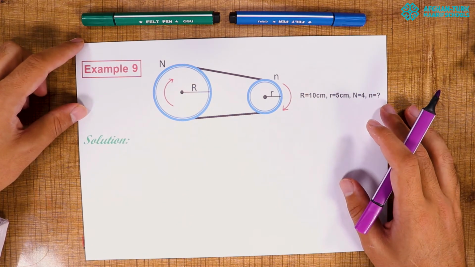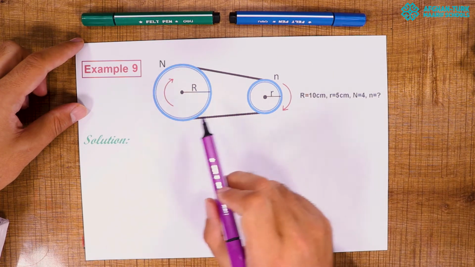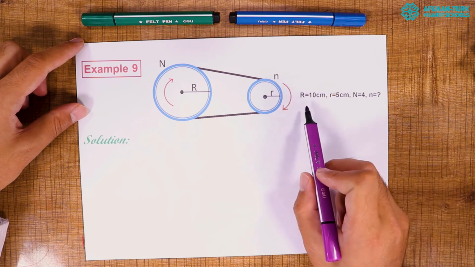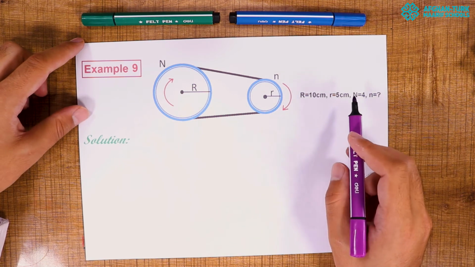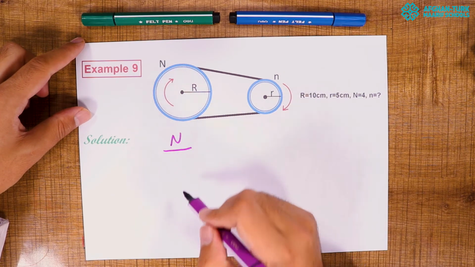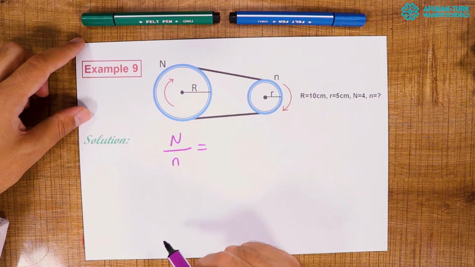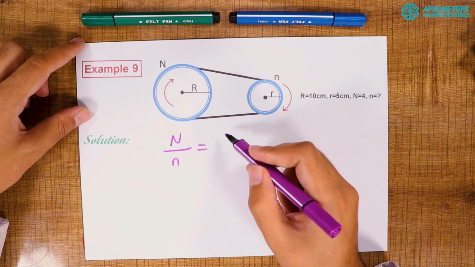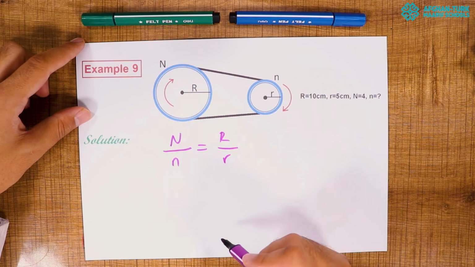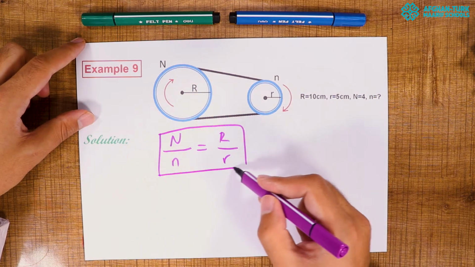Okay, we have two wheels connected with a strap and the number of rotations are given except for the smallest one, and radiuses are also given. So what was the formula? The formula was the number of rotations of the bigger one divided by that of the smaller one, equals the radius of the bigger wheel divided by the radius of the smaller one. This was our formula.